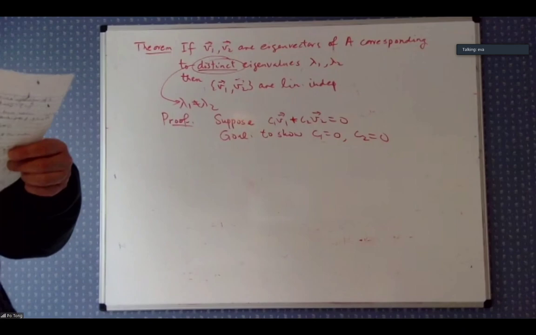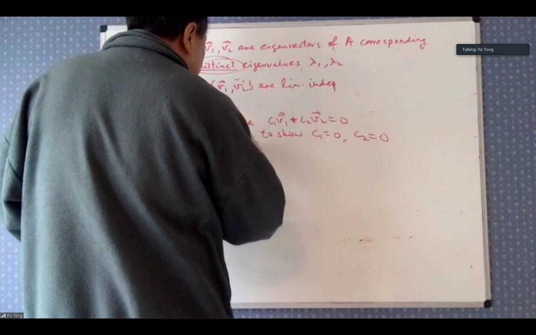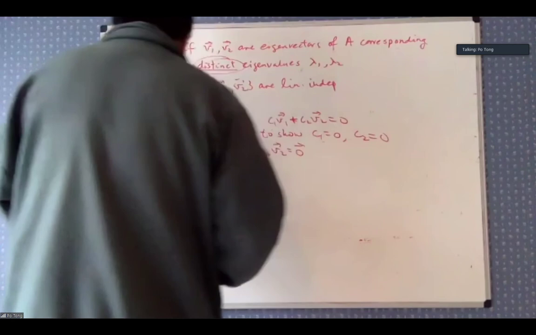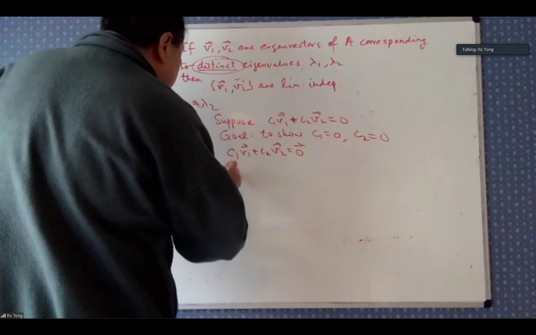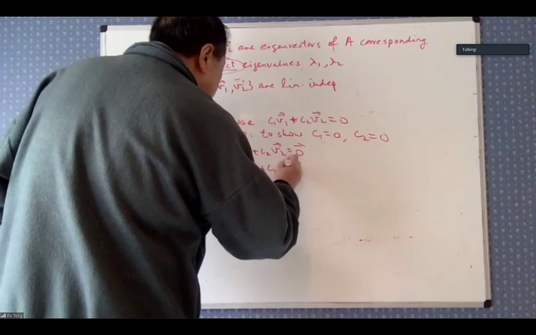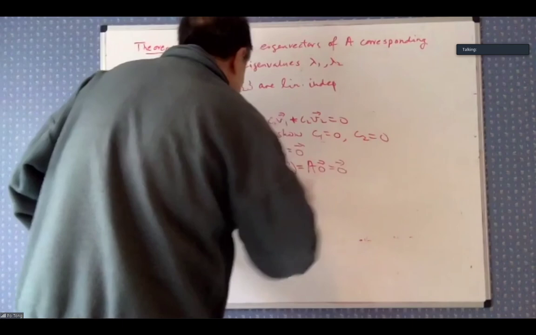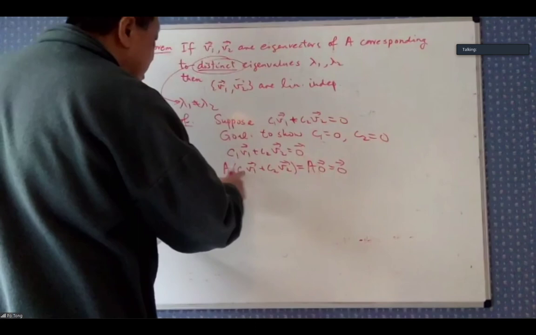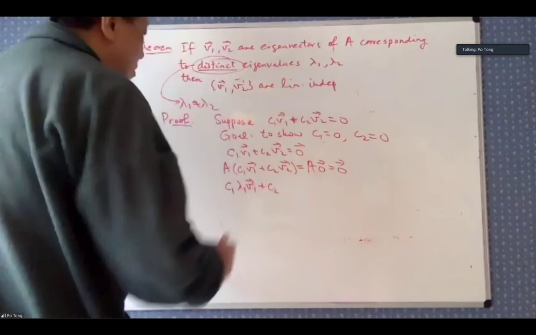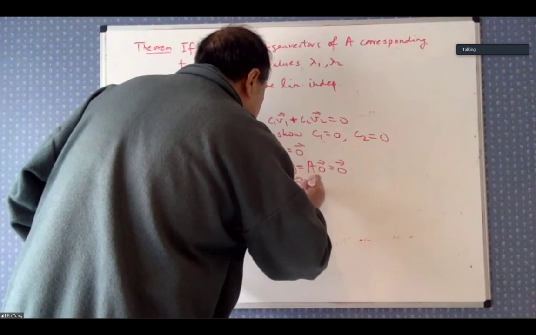Okay, let's see what happened then. So we start out with this. Now remember the goal is to show that C1, C2 equal zero. Okay? Now what does this mean? This means that A times (C1 V1 plus C2 V2) is equal to zero, because this is A multiplied by zero, right? Now this one is C1 times A V1, which is lambda 1 V1, plus C2 times A V2, lambda 2 V2, equal to zero.